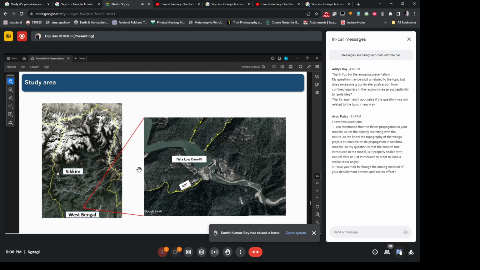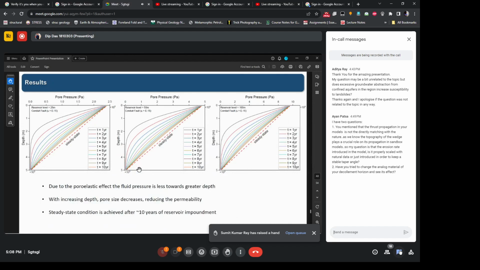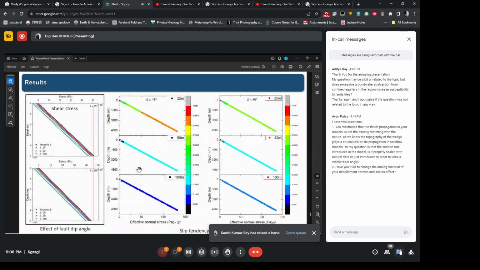Okay, there was a slide after the diffusion equations. The next slide, maybe the next one. This one, yes. Here I see there is a depth variation of the stresses, and your stress is going beyond 100 megapascal, close to 150 megapascal at around 4 to 5 kilometer depth. I was just curious, how do you get this huge amount of stress at this depth?